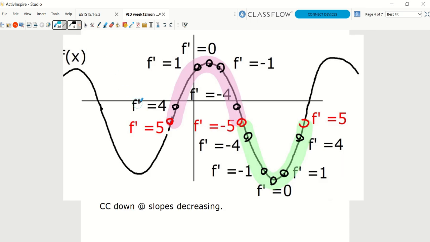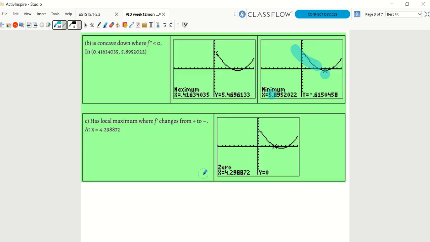Again, let me sum that up. This is the graph of f of x, and you can clearly see that it's concave down where the slopes are decreasing. This is the graph of slopes, and we can see it's decreasing at this blue highlight up until this vertex, which is 5.89. So it is concave down from this x value right here all the way to this x value right there.